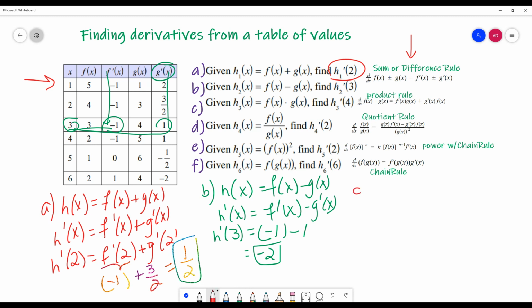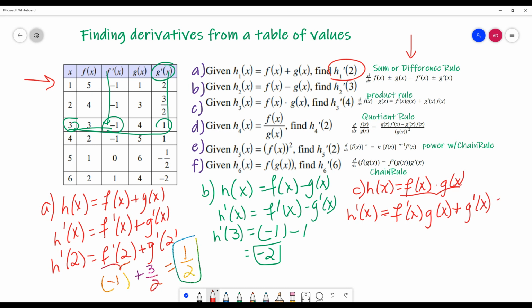Let's look at C. Okay, so C all of a sudden brings out the product rule. Like I said, if you need to pause the video, go ahead and pause it now. Jot this example down, do what you got to do. Okay, welcome back if you paused it. So here we go. F of x times g of x, right? Derivative of the first times the second plus the derivative of the second, wait for it, yep, times the first. I know, super exciting. Now we're finding h prime of 4 because that's what it asked me for.